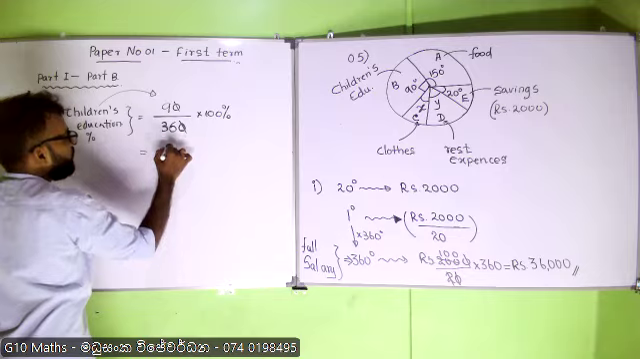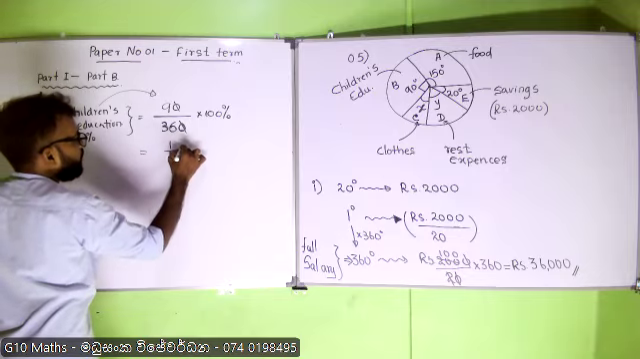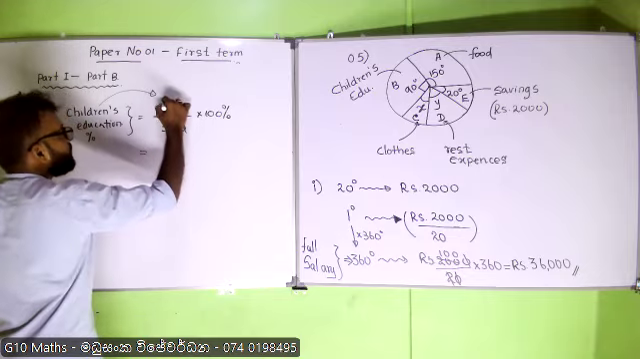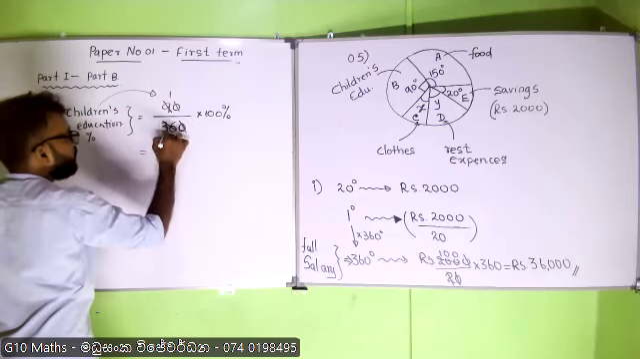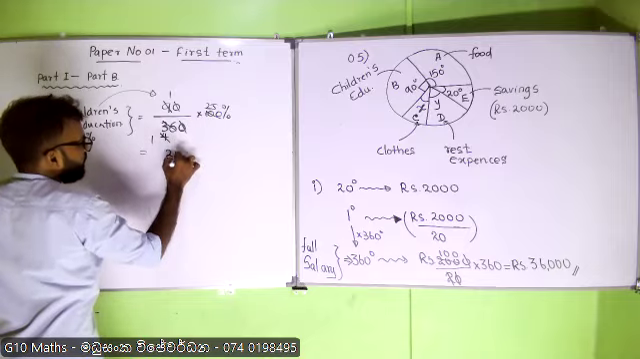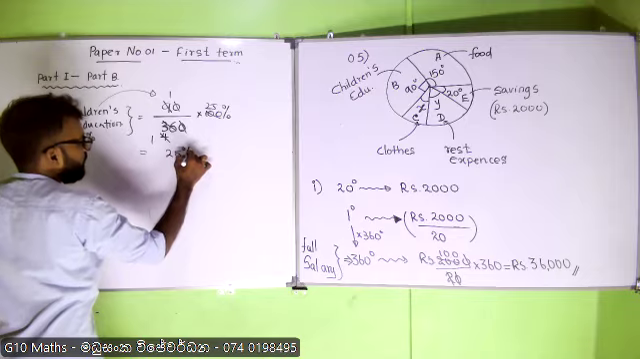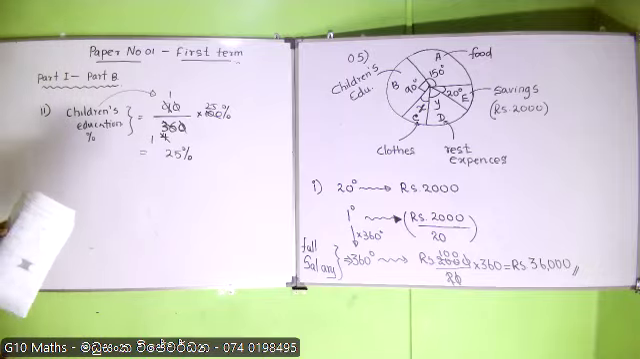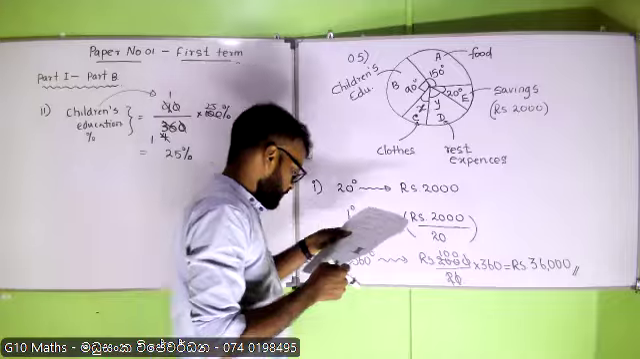90 over 360, that is 1/4, times 100. Sorry, I can simplify it. 9 times 1, 9 times 4. 4 times 1, 4 times 25. So it is 25%. That is the second part answer.